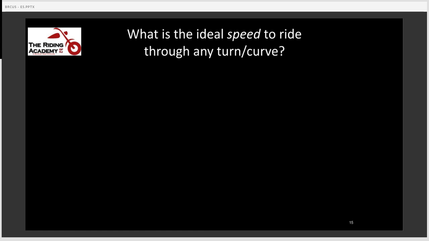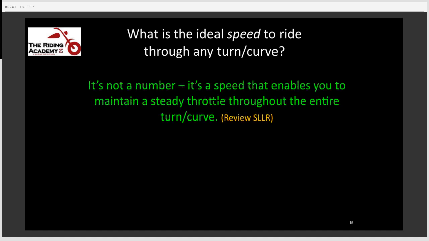Let's start off with a little bit of a pop quiz. So what's the ideal speed to ride through any turn or curve? Think about that for a second. The ideal speed to ride through any curve. A little bit of a trick question. It's not a number. It's a speed that enables you to maintain a steady throttle throughout the entire curve.